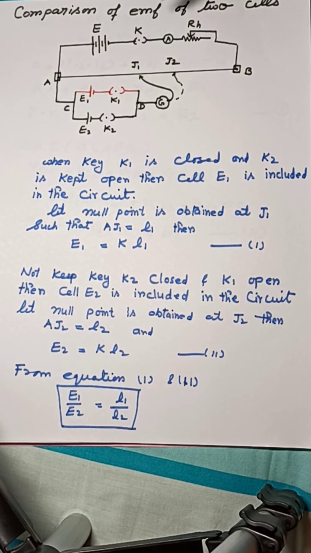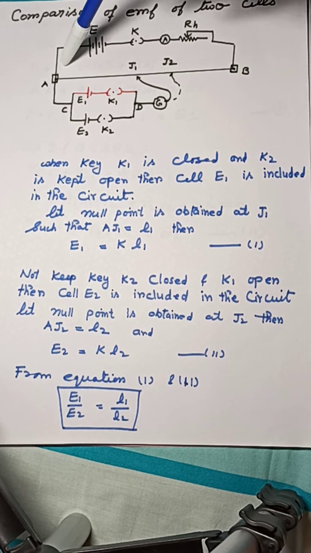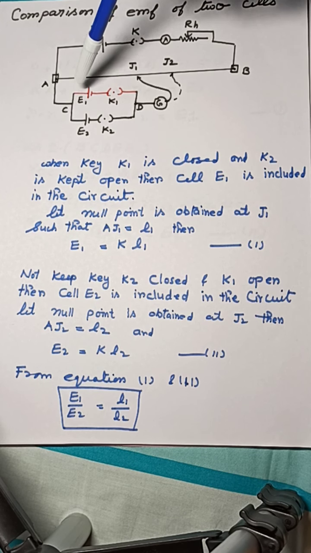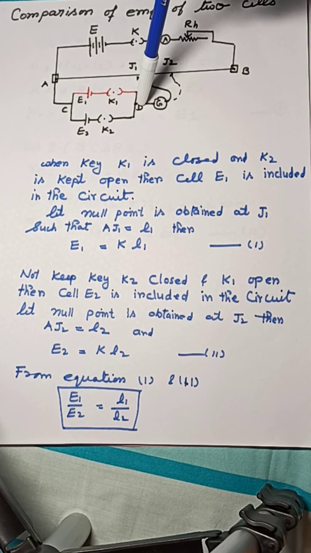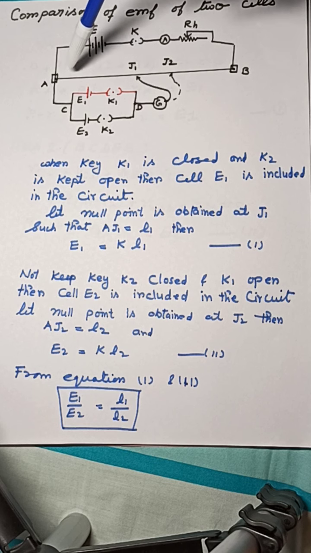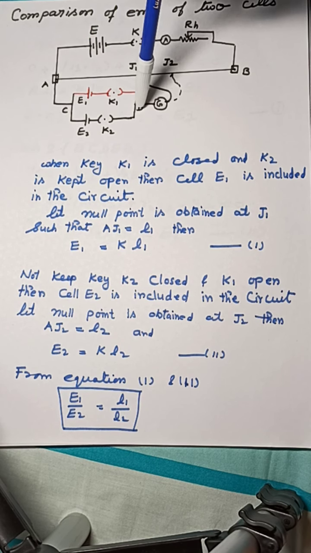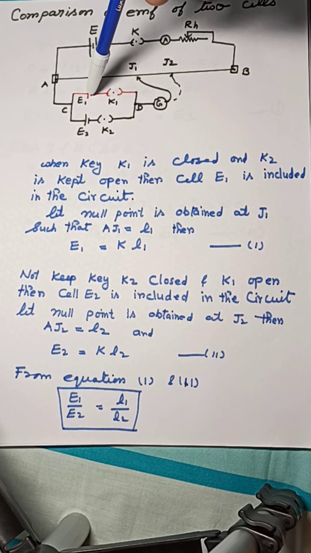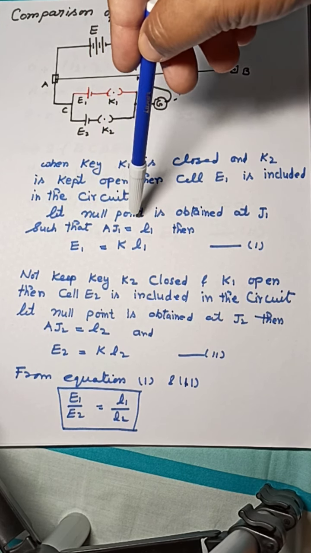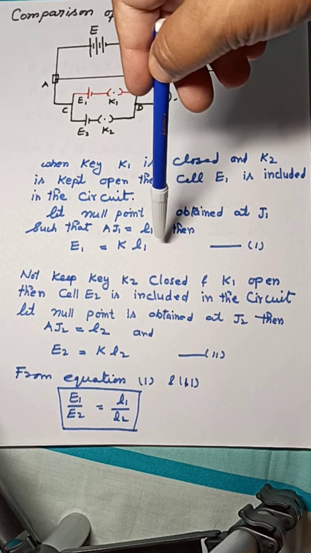Using the potentiometer principle, the potential difference between A and J1 is equal to the potential difference between C and D. Since the null point is obtained, no current flows, so the potential difference between C and D is the EMF of the cell E1. Then E1 equal to KL1.